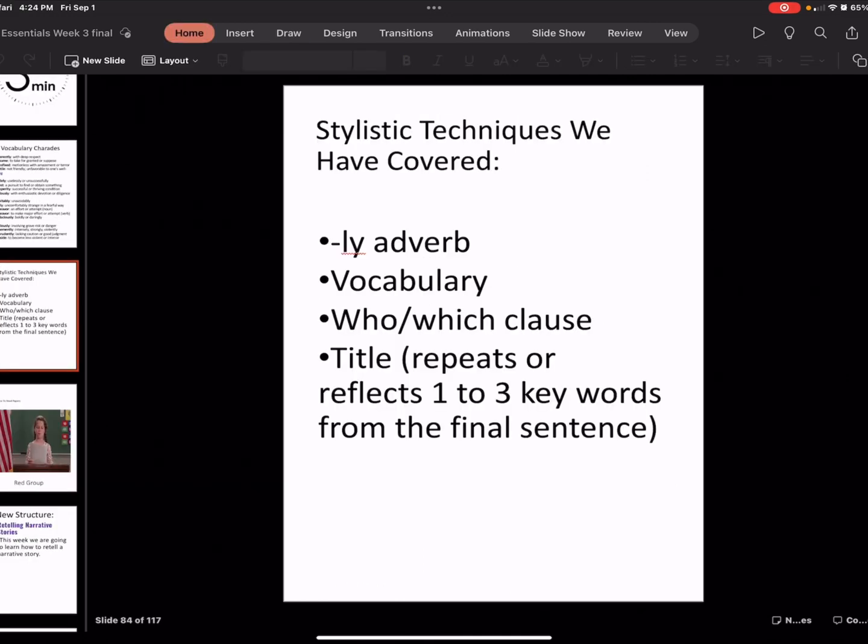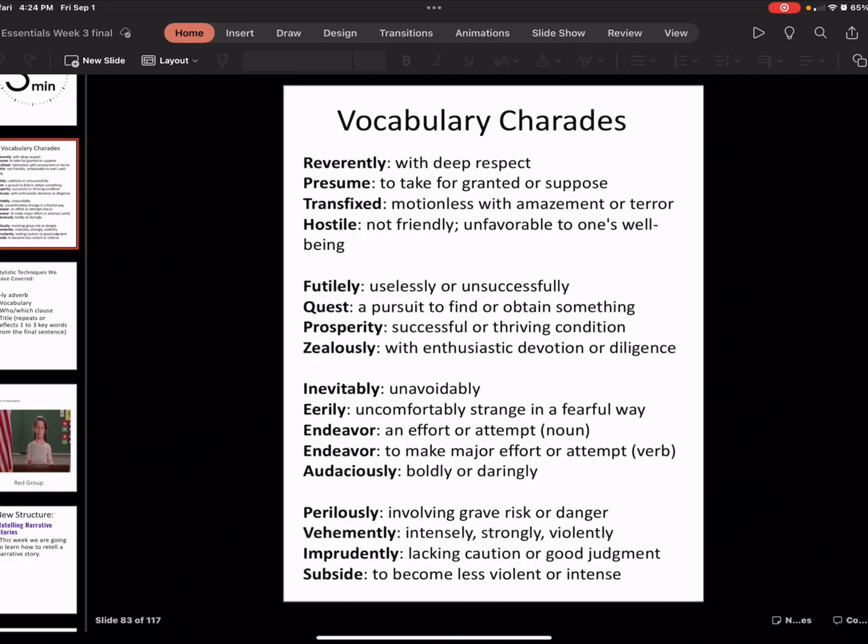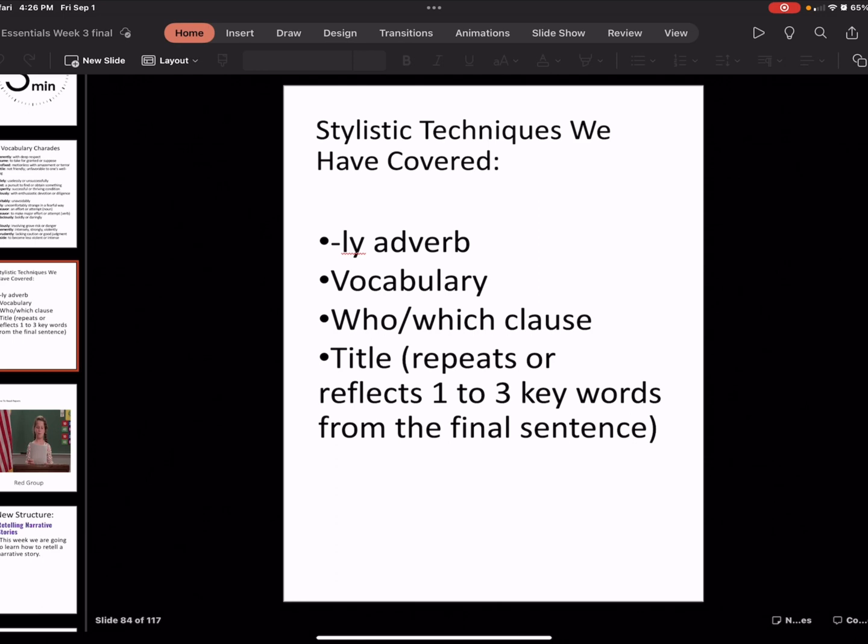For IEW, we have our vocabulary charades that we did, and now we have 4 lists to choose from. And they're all bolded because we have done them all. Next week we will have additional vocabulary words to choose from. And we're going to go over the stylistic techniques that we have covered. We've gone over the ly adverb. We've gone over the vocabulary that we just were looking at.